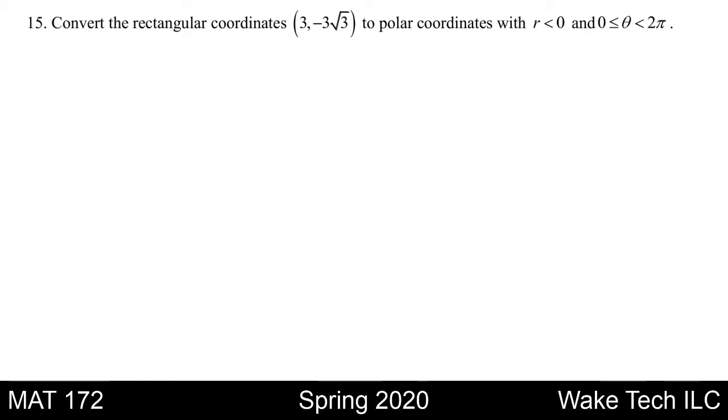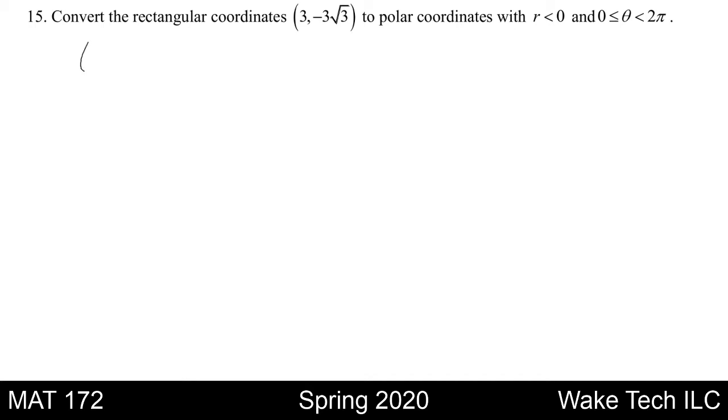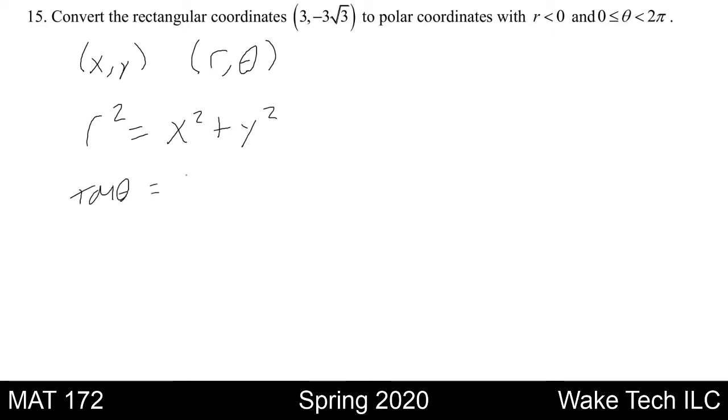When converting between rectangular and polar coordinates, it's helpful to memorize a few formulas. So we know that if you have a rectangular point x, y, and an equivalent polar coordinate r, theta, that r squared is equal to x squared plus y squared. Furthermore, we know that tangent of theta is equal to y over x, and that x is equal to r cosine theta, and y is equal to r sine theta. Alright, there are all of our equations.